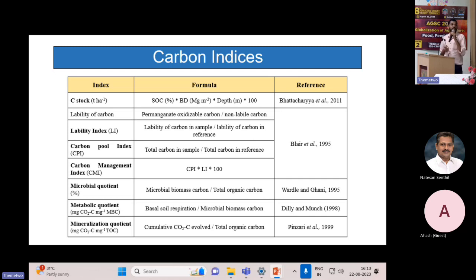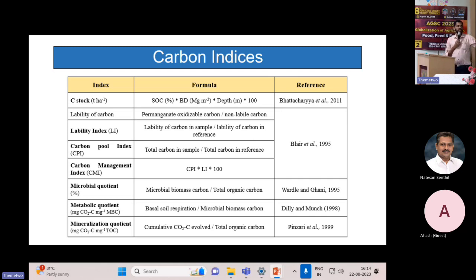First is the carbon stock, which is calculated using the soil organic carbon, bulk density and the depth, multiplied by 100. Next is the lability of carbon, where the permanganate oxidizable carbon is taken against the non-labile carbon, which is the carbon not oxidized by permanganate. Next is the lability index, where the lability in the sample and the reference is compared. Next is the carbon pool index, which is the total carbon in the sample divided by the total carbon in the reference soil. Next is the carbon management index, which is the multiplication of the carbon pool index and the lability index.